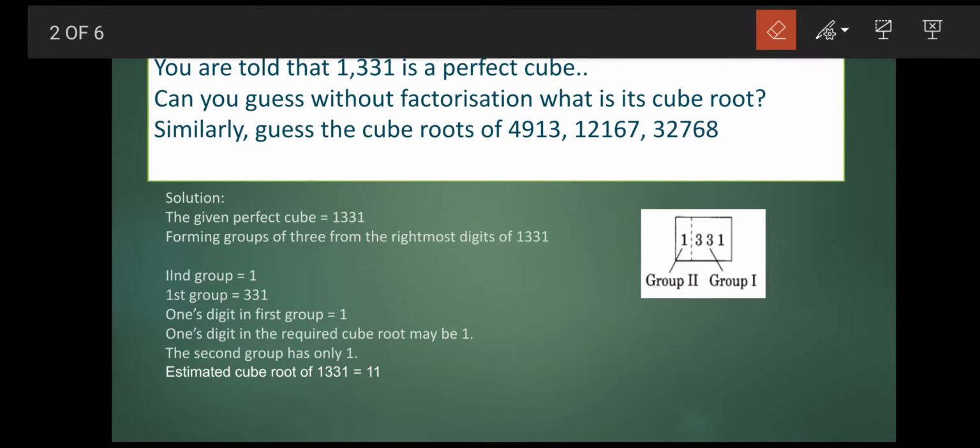This is your first step, second step, and now the third one. What's the third step? Cube. We have to find the cube root. So suppose the cube root is a 2-digit number. Then who will give us the digit at one's place? This group 1. And who will give us the digit at tens place? This group 2. So how will group 1 help us? We will look at the digit at one's place. So now just think about it.